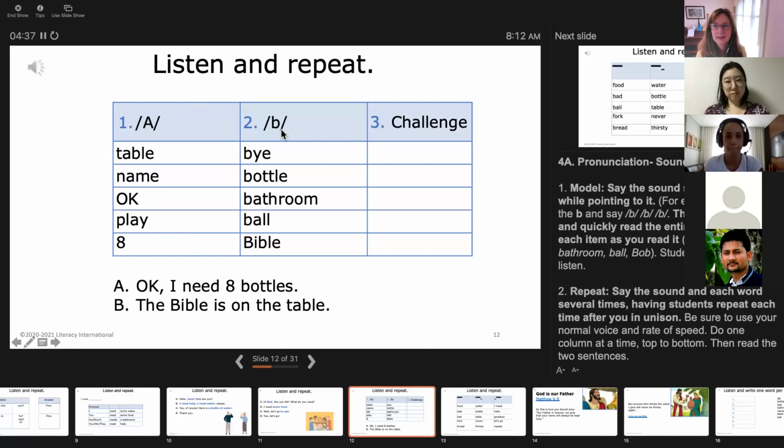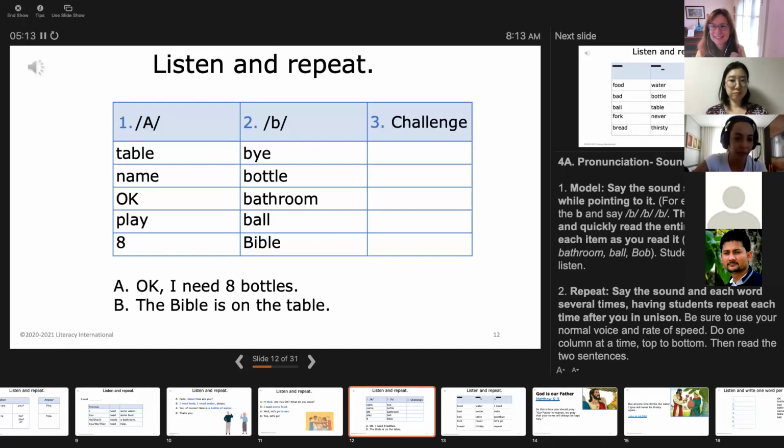This is the sound that's pronounced B, B, B. And it's usually spelled with the letter B. So we do listen and then we do repeat. So please repeat: B, B, B.